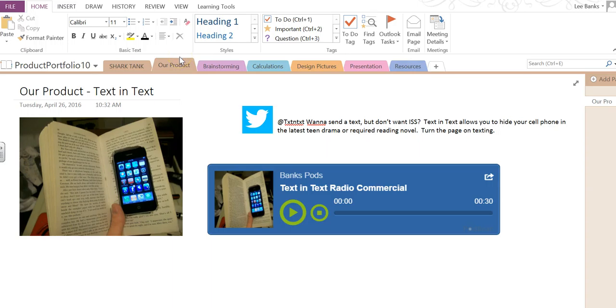On the product page, students were required to place a picture of their product. They were also required to create a tweet summarizing some of the features of their product. They also embedded a podcast, which was a 30-second radio commercial advertising their product.